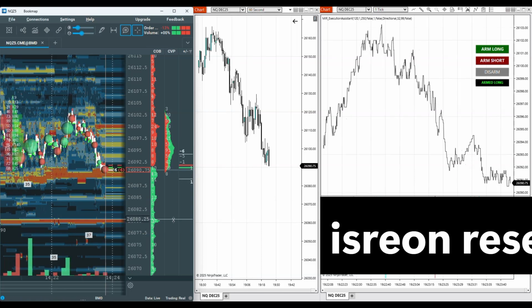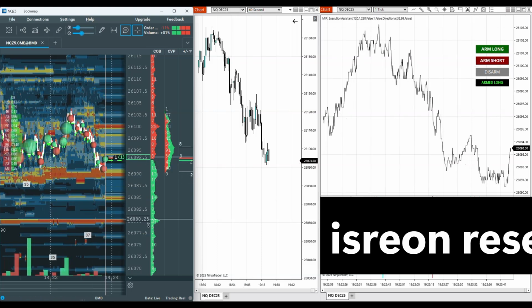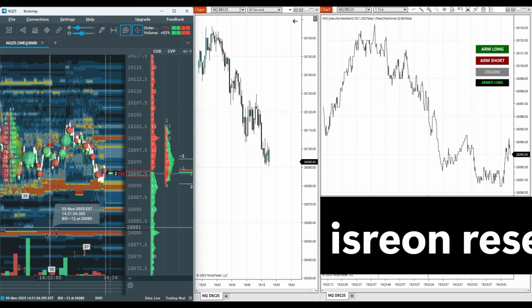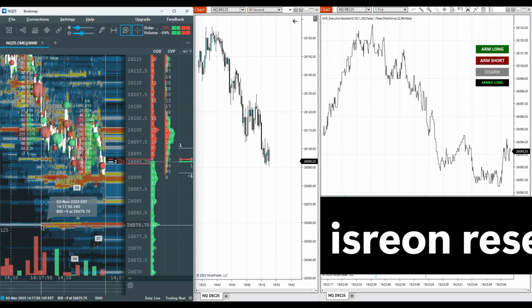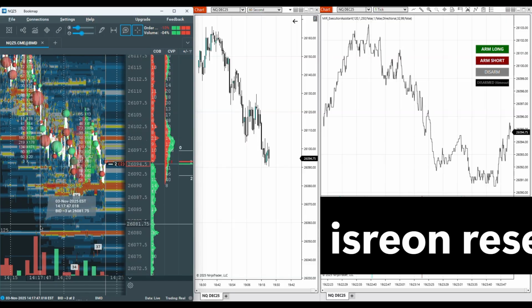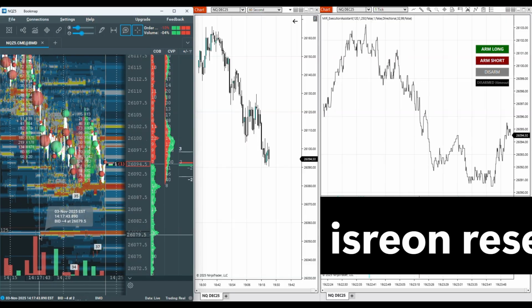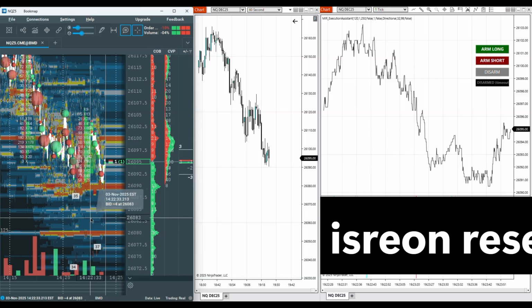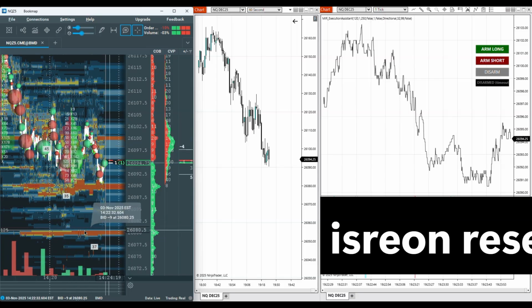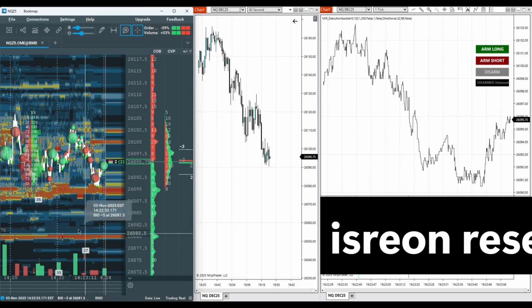So now you actually know where liquidity is. You know exactly how much is there, and you know when it got entered. Sometimes we get there and it gets pulled, so it doesn't necessarily mean it's going to stay in the book. But if it does get pulled, we know exactly when.